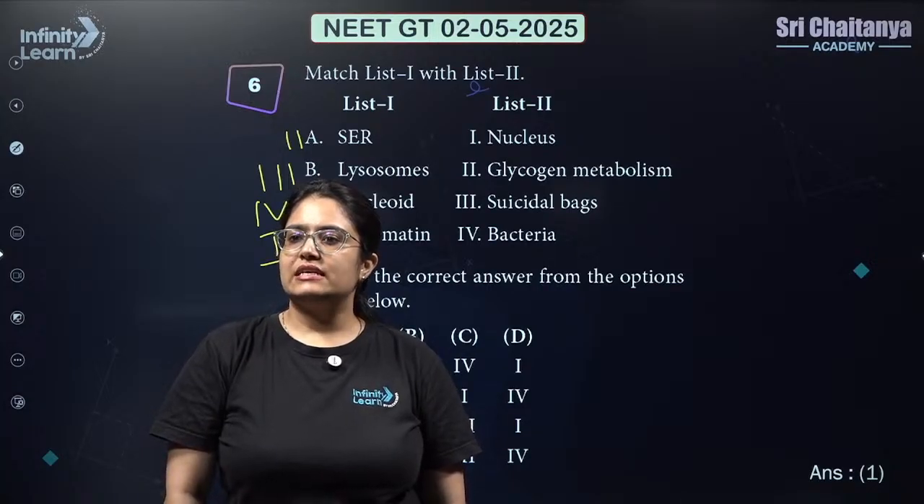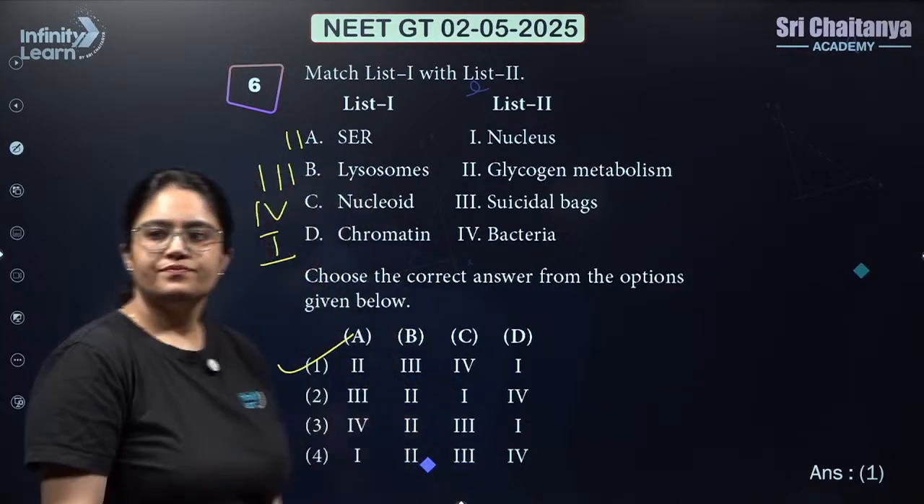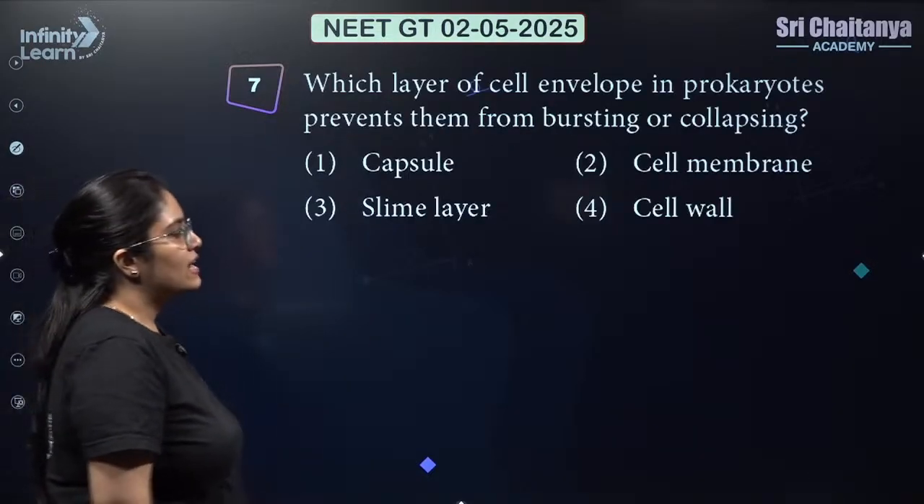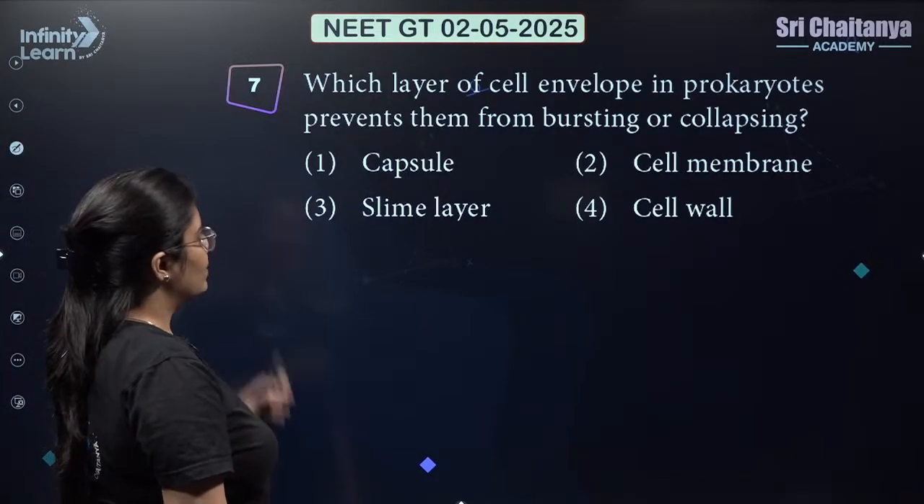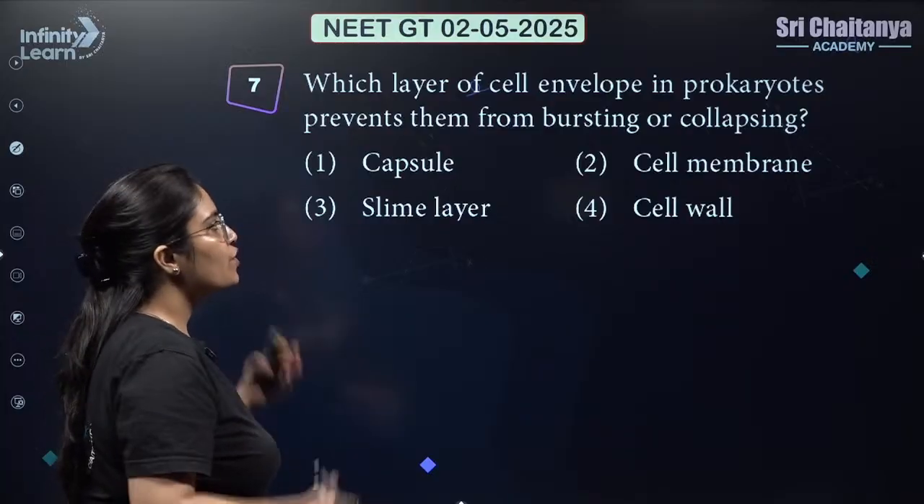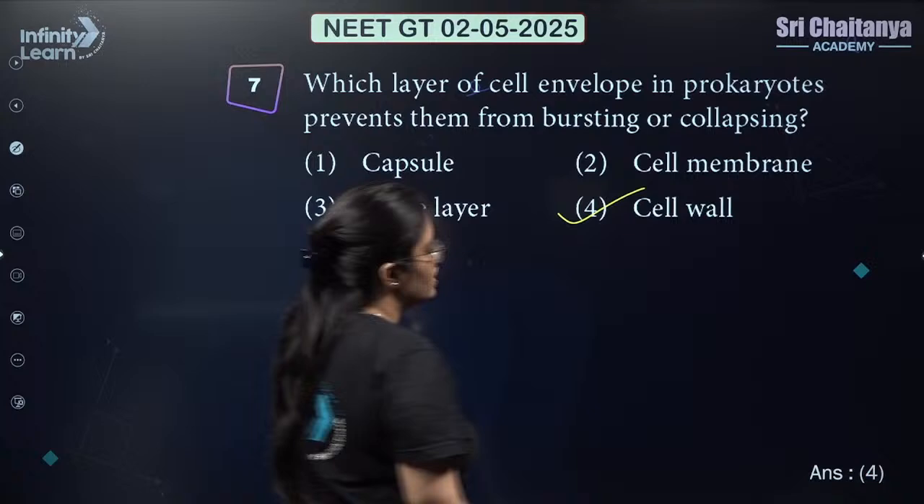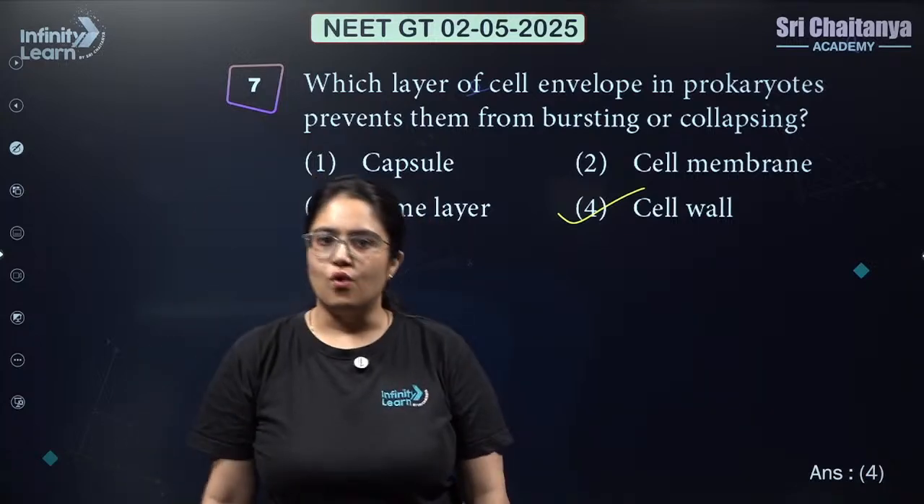Now let's see the next question. Which layer of the cell envelope in prokaryotes prevents them from bursting or collapsing? Very simple. Answer is cell wall. Answer is 4, cell wall.